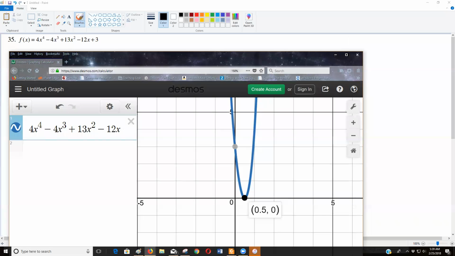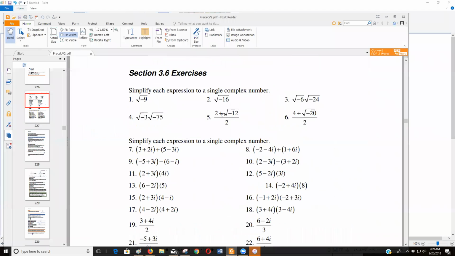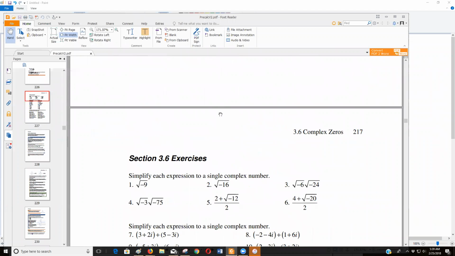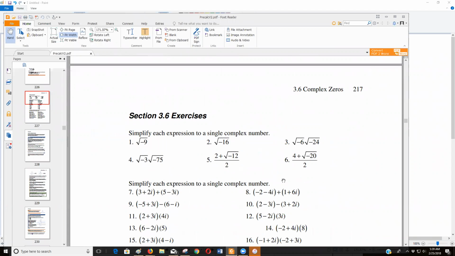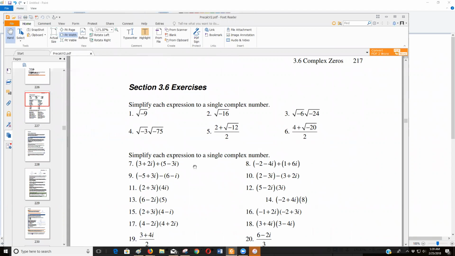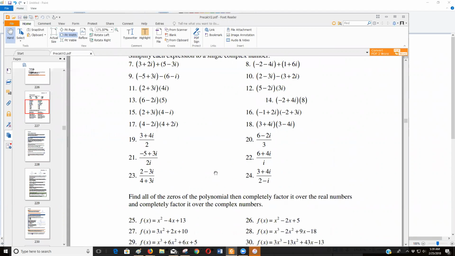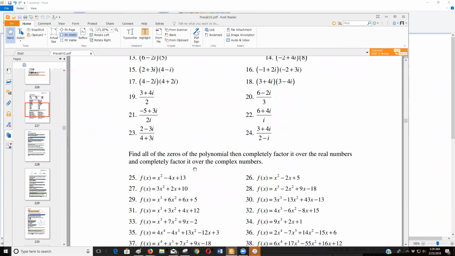So this is problem number 35 out of Lippman section 3.6, and it's on page 217. They want us to find all zeros and write those over linear factors. That's what that problem on My Open Math is asking us to do.